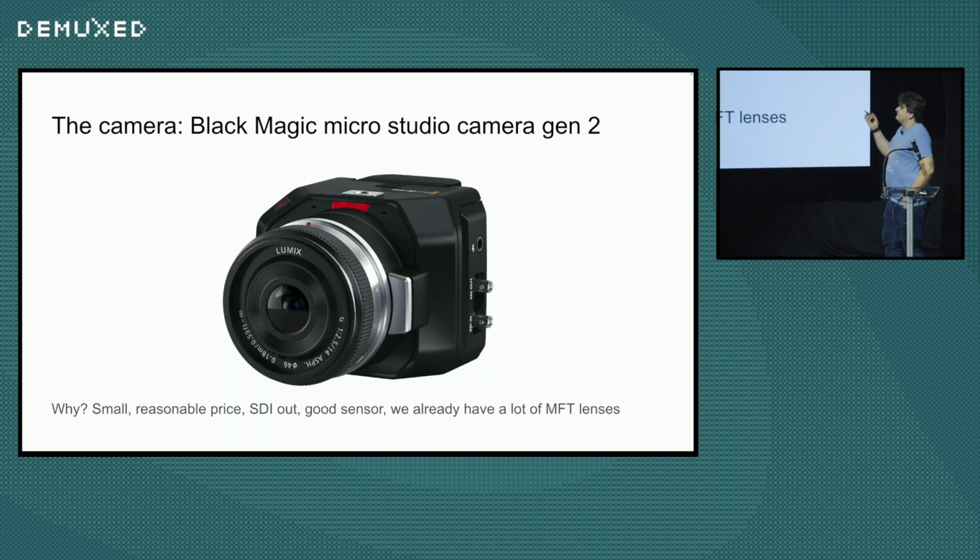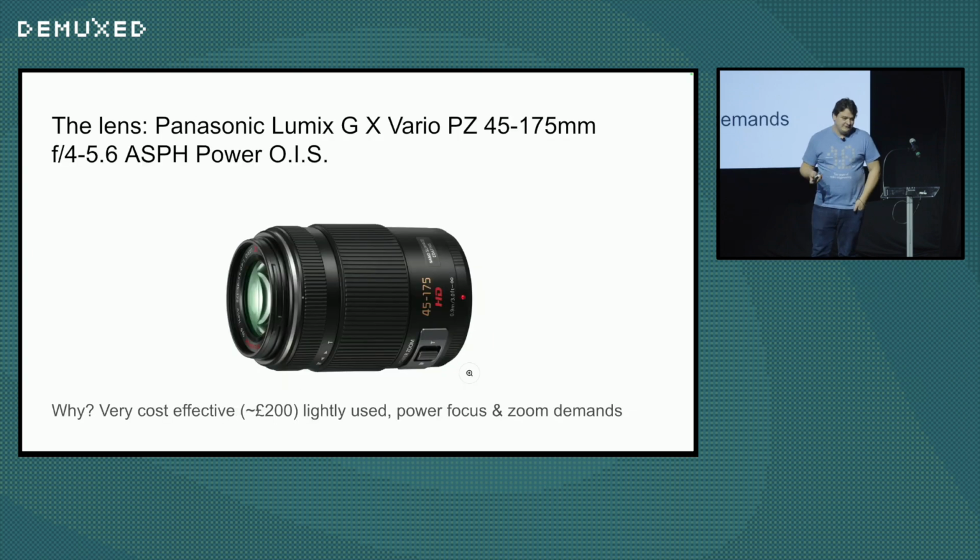The camera that's on it is a Blackmagic Micro Studio camera Gen 2. It's small, it's got SDI, 12 gig SDI out, a lot of Micro Four Thirds lenses for it, which are ones I use anyway. The specific lens is this one, if you care. Very cost effective if you buy them secondhand, 200 quid, really good. But it has power focus and power zoom on it, which is actually really useful.